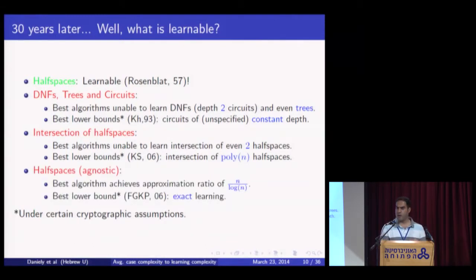And finally, if we go back to half spaces, but we look at this class in the so-called agnostic model. The agnostic model is a variant of the PAC model where some errors are allowed. I won't define it, but I'll make two remarks about it for those who know. Here, the best known algorithms have terrible approximation ratio, whereas the best known lower bounds only rule out exact learning. So for most of the basic classes, we don't know whether they are hard or whether they're easy. For all these classes, we think that the learning problems are hard, but we don't know how to prove this.